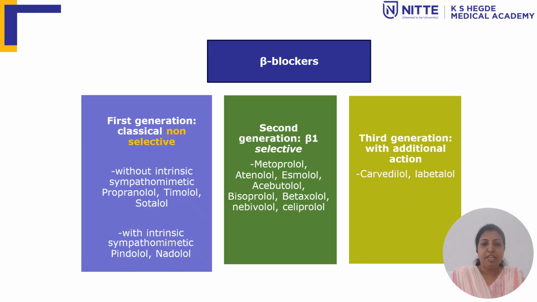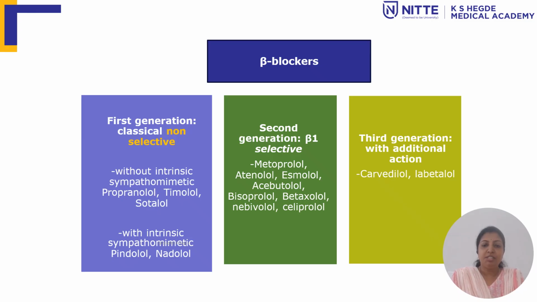So this is the classification of beta blockers. We have first generation classical non-selective beta blockers. They are again divided into those without intrinsic sympathomimetic activity and with intrinsic sympathomimetic activity. Without intrinsic sympathomimetic activity you have propranolol, timolol, sotalol, and with intrinsic sympathomimetic activity you have pindolol and nadolol.